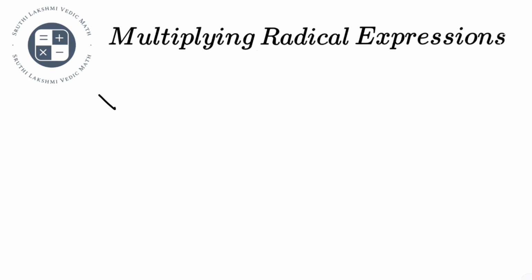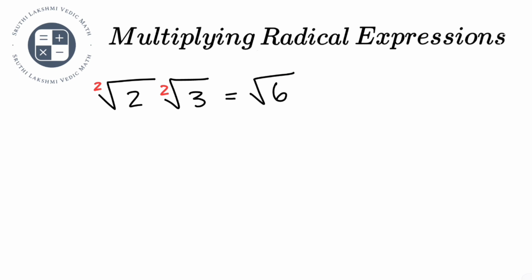Let's start off with the example root 2 times root 3. Now we can multiply these since they have the same index 2. All we have to do is multiply what's inside, so 2 times 3. So that means our simplified answer would be root 6.